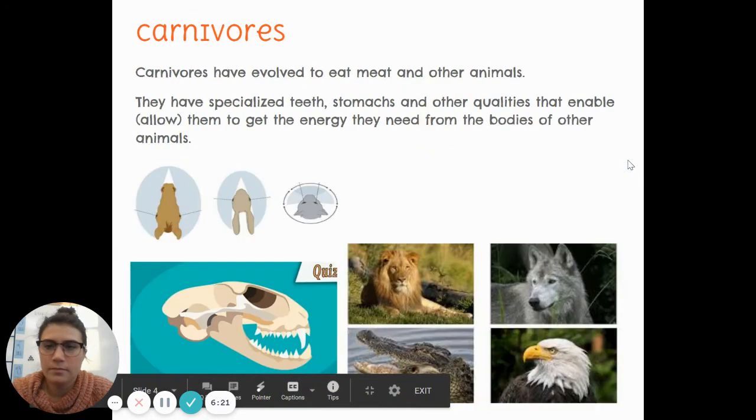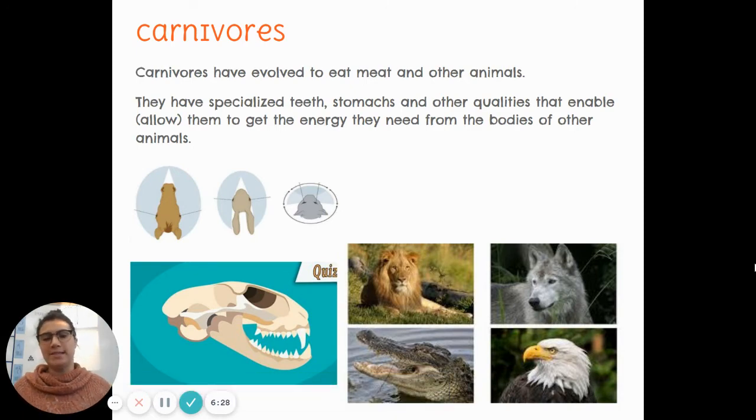Alrighty. Then we have our carnivores. They have evolved to eat meat and other animals. They have specialized teeth, stomachs, and other qualities that allow them to get the energy they need from the bodies of other animals.